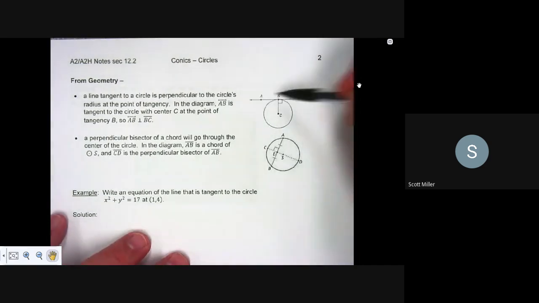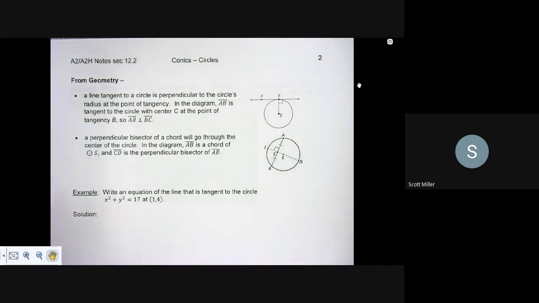So if I have a line that is tangent to a circle at a point of tangency, then the radius to that point of tangency will be perpendicular to the tangent line. Okay, so I know a radius to a point of tangency is perpendicular to the tangent line.